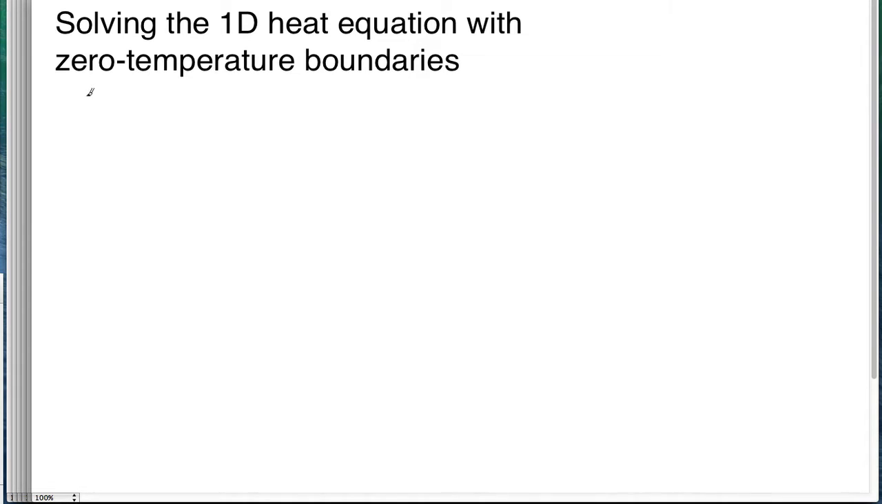Today we're going to be solving the 1D heat equation with zero temperature boundaries. So this is our first day we're actually going to solve the heat equation fully. We're going to do it for this particular example of zero temperature boundaries. So what do we mean by that?